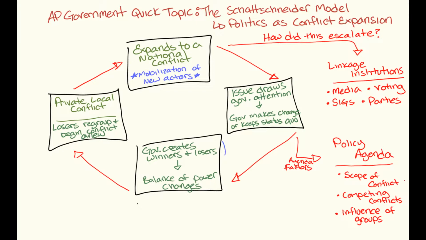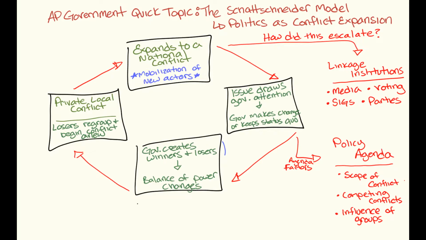So, long story short, the Schattschneider model basically views American politics as the expansion of a localized conflict into national conflict. The big idea is that you have escalation of conflict to various levels, eventually drawing the government's attention and a governmental reaction. Now, this particular model, unlike the Lasswell model, won't be directly tested on the AP exam. In my memory, at least, they've never directly asked about the Schattschneider model.